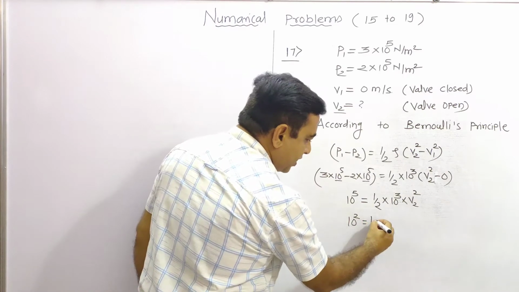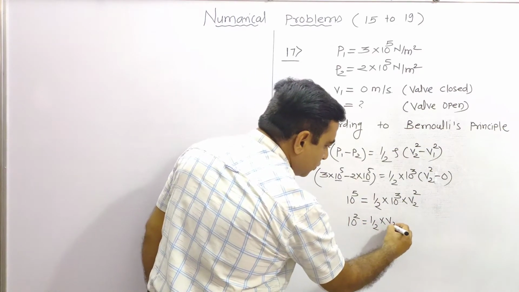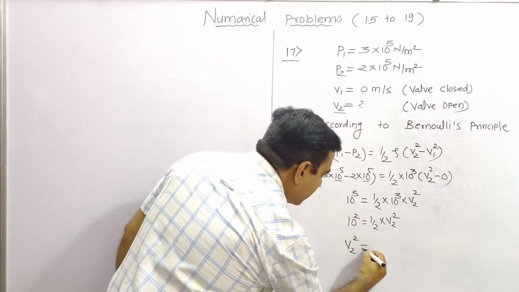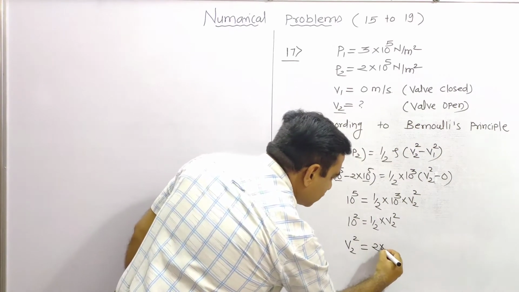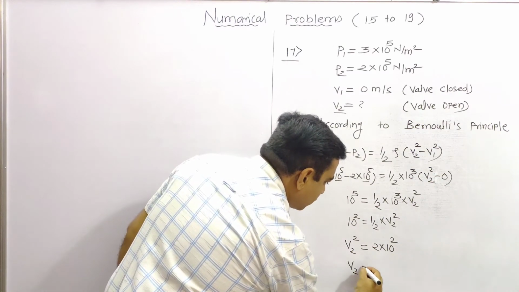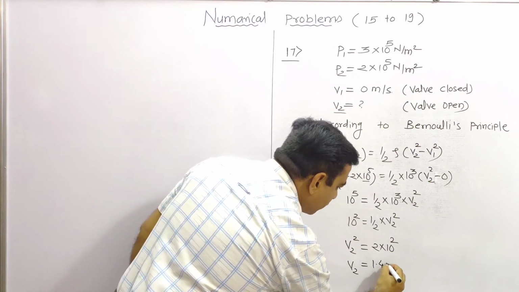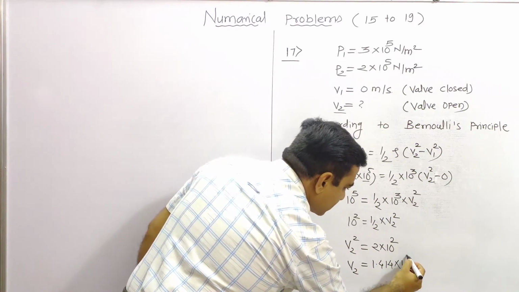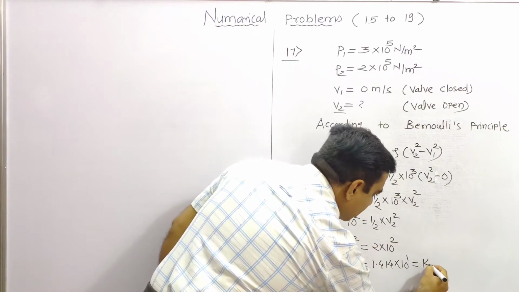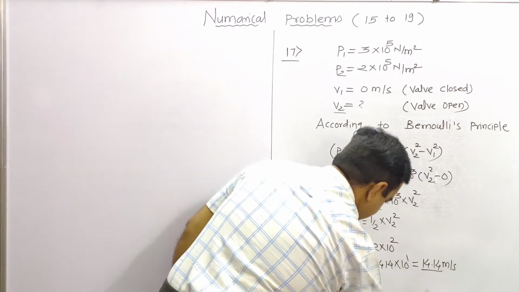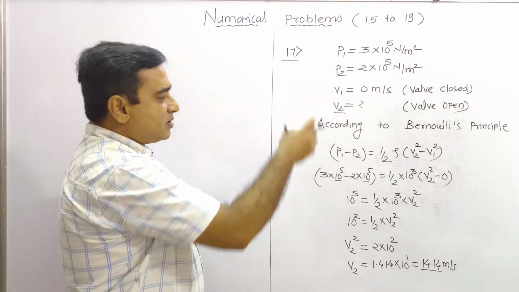So 1 by 2 into V2 square. After solving, V2 square is equal to 2 into 10 raised to power 2, and we know that the square root of 2 is 1.414, and into 10 raised to power 1. That means the answer is 14.14 meter per second. Okay, this is your answer.